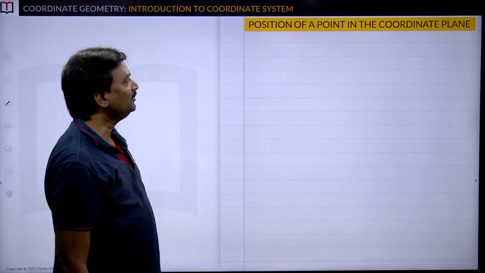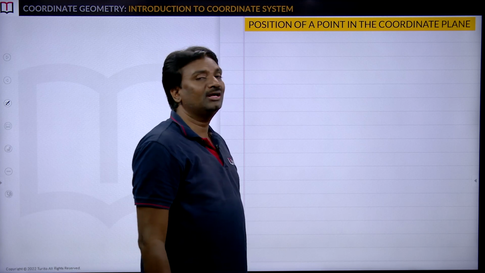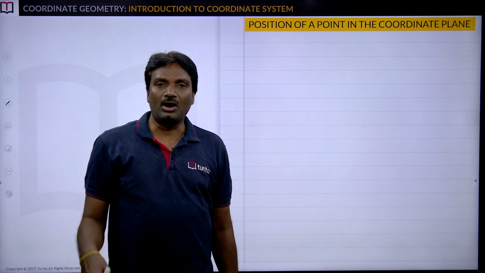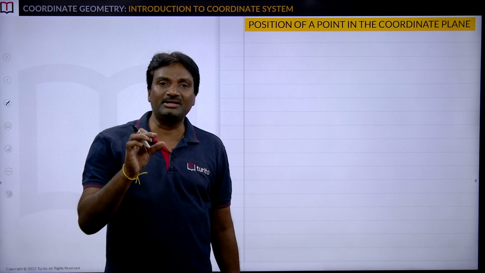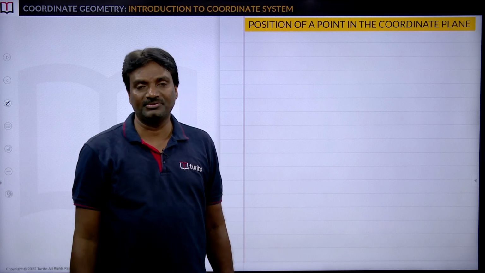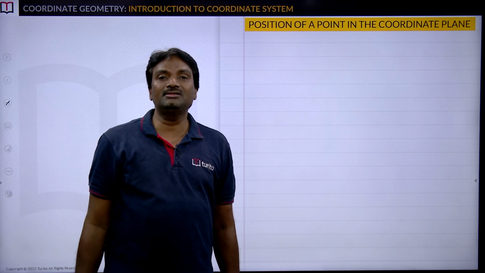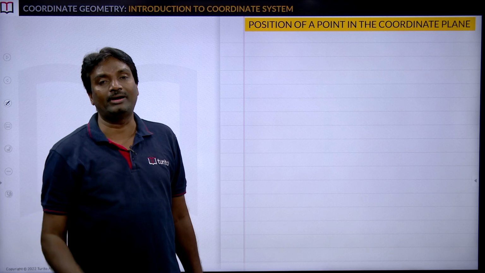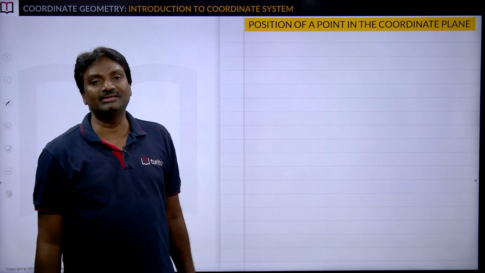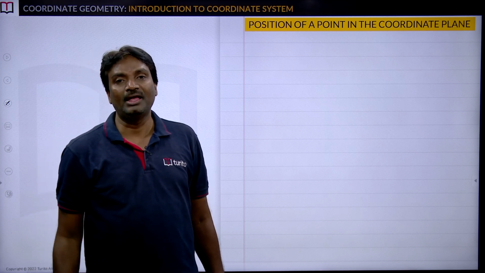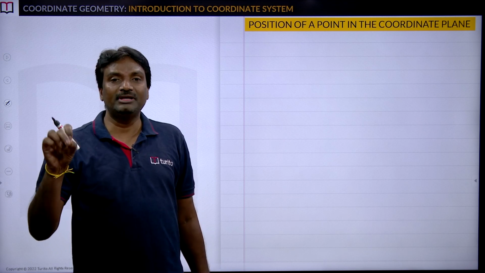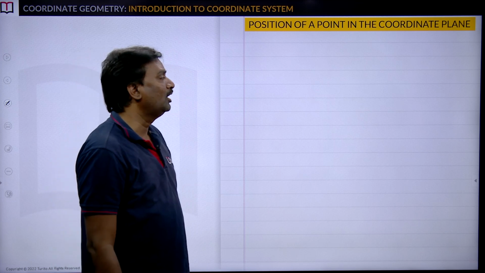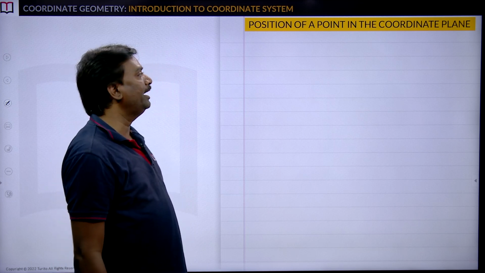Next, position of a point in the coordinate plane. Already we have discussed how to represent a point on the coordinate plane. By representing the point on the coordinate plane, that point may lie in any one of the 4 quadrants, Q1, Q2, Q3, Q4. You may take the point P in any quadrant.